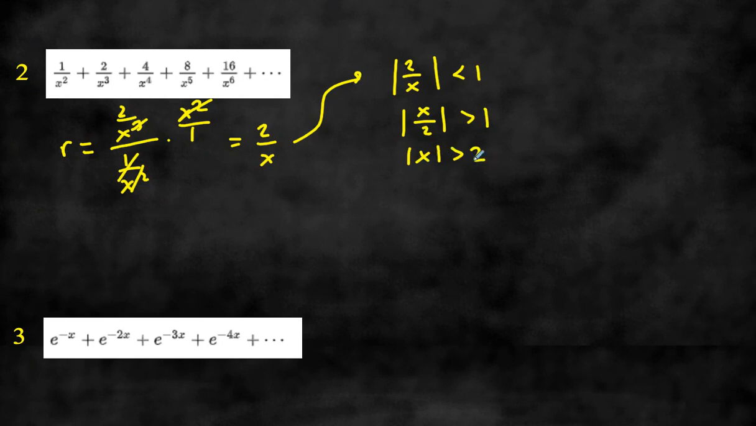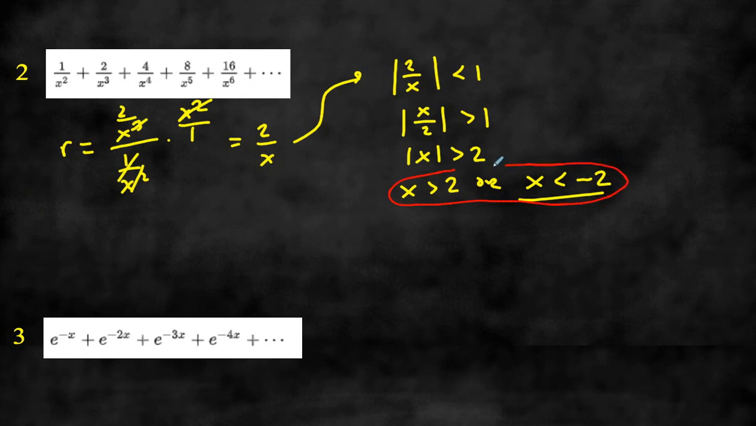Well, when is the absolute value of x greater than 2? It's when x is greater than 2, or when x is less than negative 2. And that's the side that you could get if x is negative. Again, we now have our range of values that will cause this to converge.